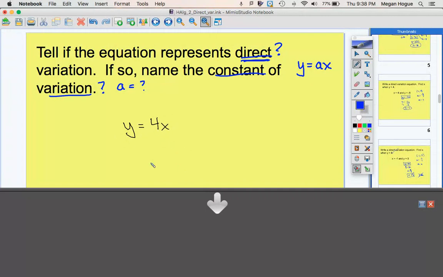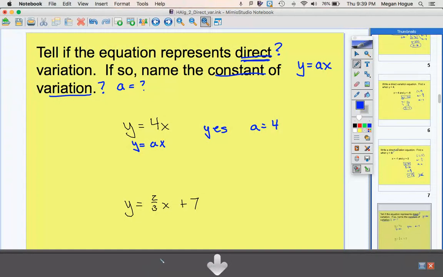All right, let's look at this one. Oh man, that's already there. So I'm going to say yes right off the bat because it is in the correct form. I can already tell if you really need it there. Oh yeah, a is 4. So the constant of variation, you can just put a is 4.